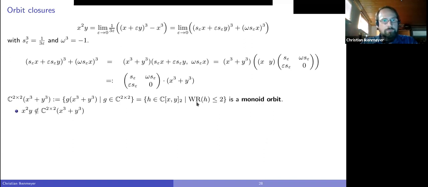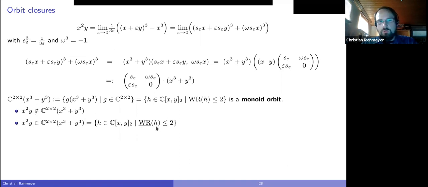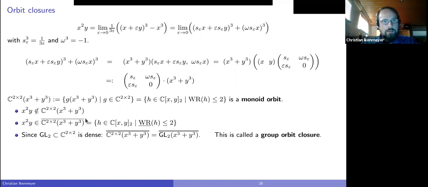But we already know that's not the correct way of defining things because we want to have the border Waring rank. Like x squared y is not in this monoid orbit, but x squared y lies in this orbit closure, right? Which exactly describes the border Waring rank at most 2. Now, usually people don't write it like this. People usually say, okay, it's nicer to use the group instead of the monoid. So GL2 lies inside C^{2x2} and is dense in there. So instead of using the whole monoid orbit closure, you can also just use the GL2 orbit closure here. And it's now called a group orbit closure. And that's the same set.